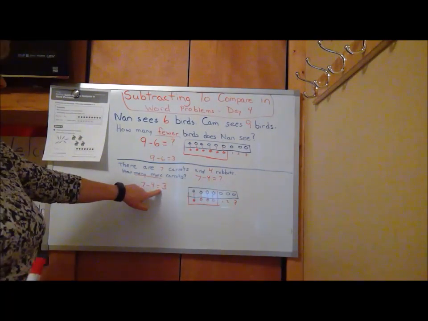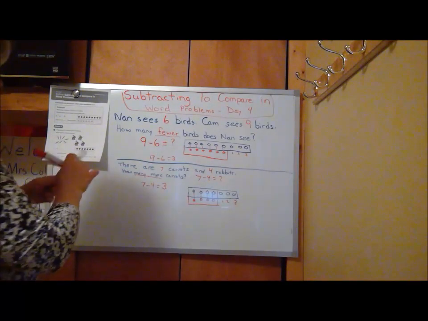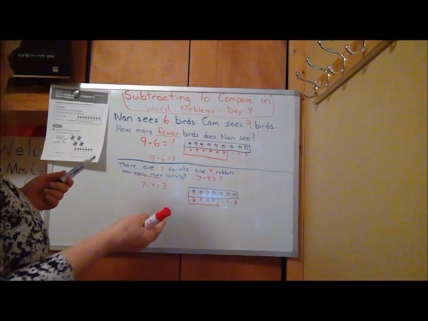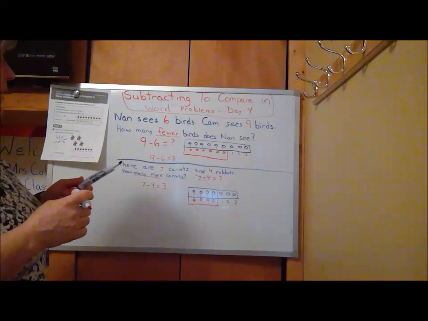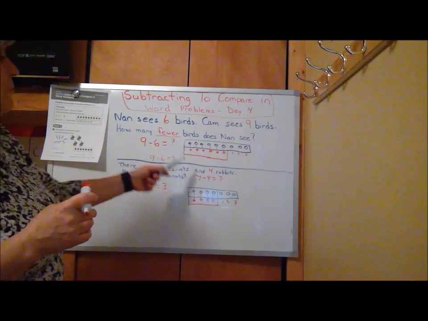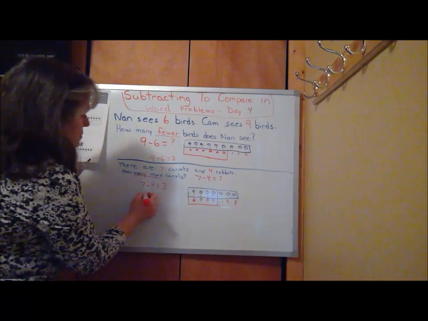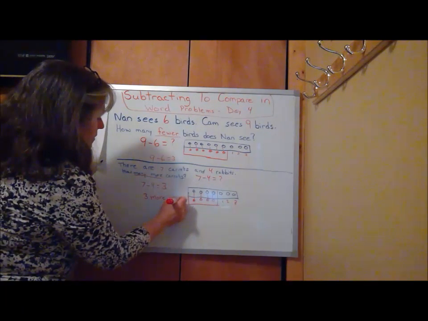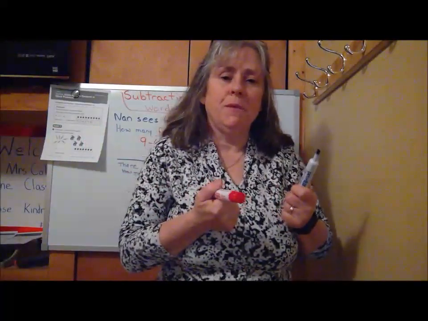So there are 3 fewer rabbits than carrots, or there are 3 more carrots than rabbits. Because they want to know how many more, it's 3 more carrots. Sorry, I have to be a careful reader. All right, so that is subtracting to compare.